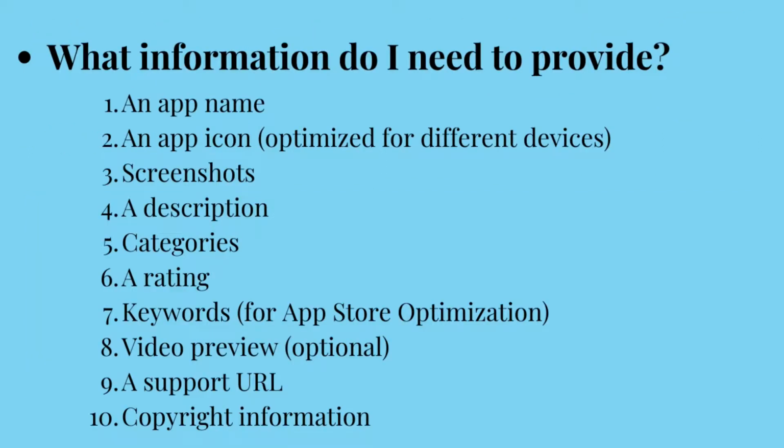Now the second point. What information do I need to provide in order to submit my app for review? Here is a list of items that you will need to provide to submit your app for review: an app name, an app icon, screenshots, a description, categories, rating, keywords, video preview, a support URL, and copyright information.